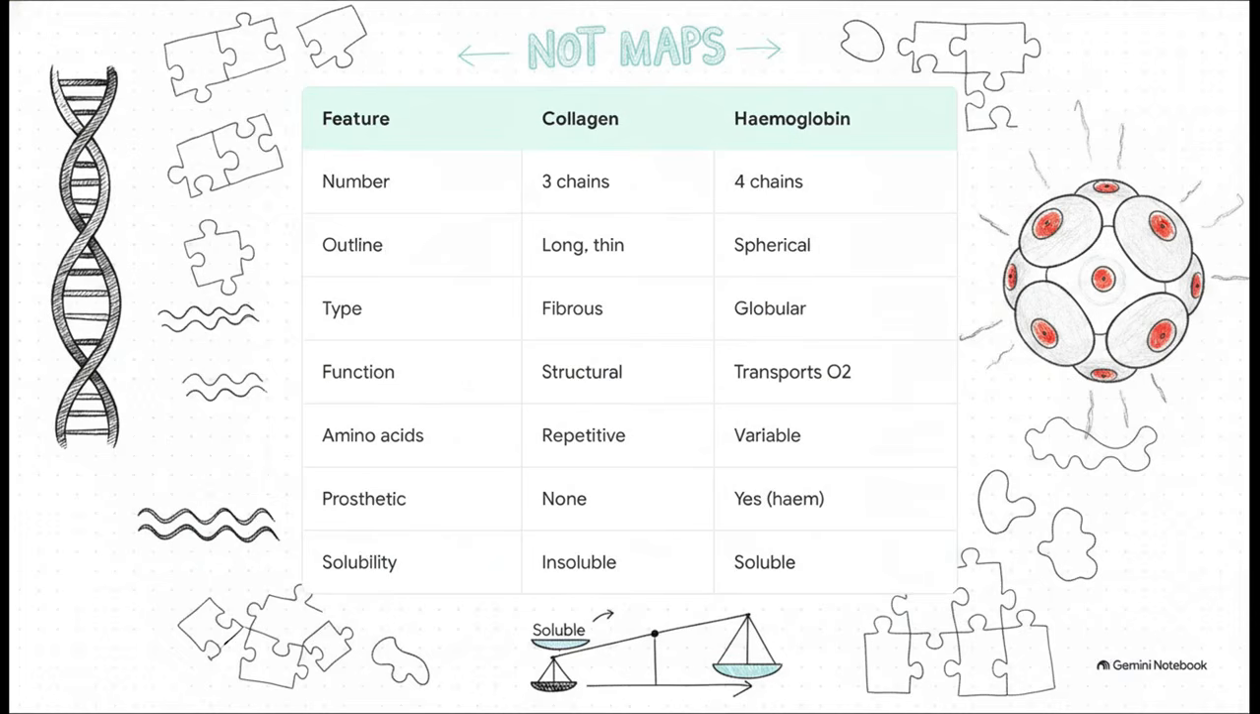So if you pit them head-to-head, just remember the NOT-MAPS acronym to keep them straight. Hemoglobin: 4 chains, spherical, globular, highly functional, has variable amino acids, relies on a prosthetic heme group, and is totally soluble. Collagen: 3 chains forming a triple helix, long and thin, fibrous, strictly structural, heavily repetitive amino acids, 0 prosthetic group, and highly insoluble. It really is a perfect masterclass in biology, creating vastly different tools for vastly different jobs.